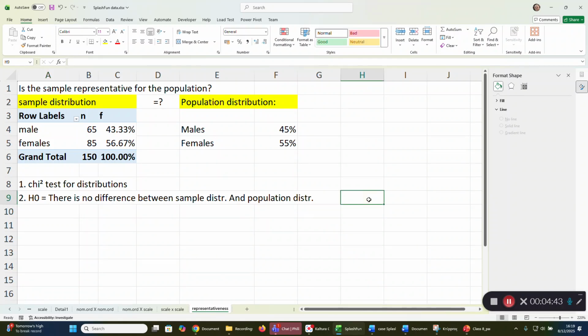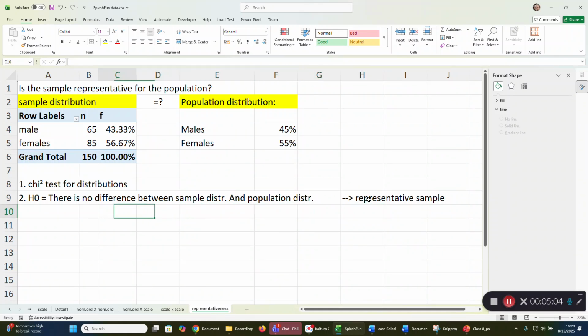Now, just pay attention here. If our null hypothesis would be true, that would actually mean that we do have a representative sample. Because if the sample distribution looks like that, if there is no difference with the population distribution, that indeed means that we have a representative sample.